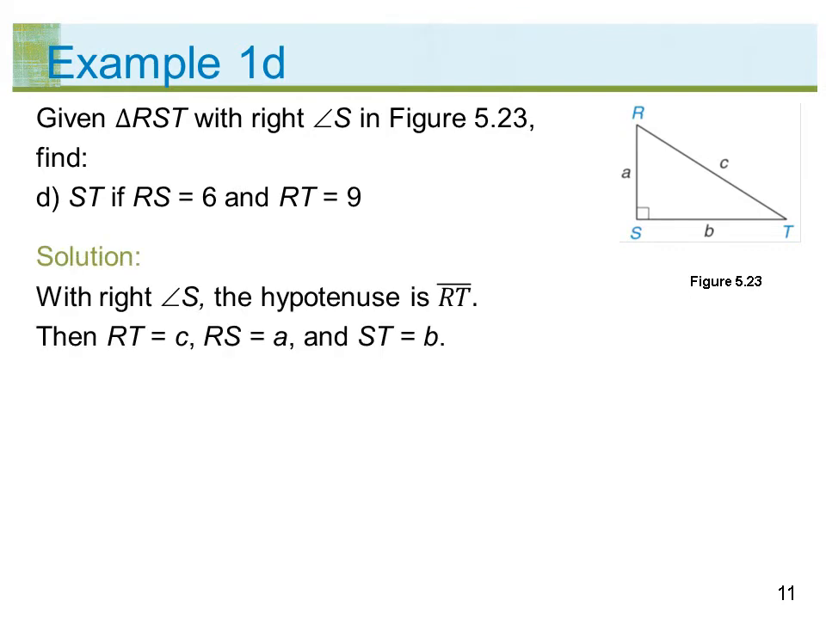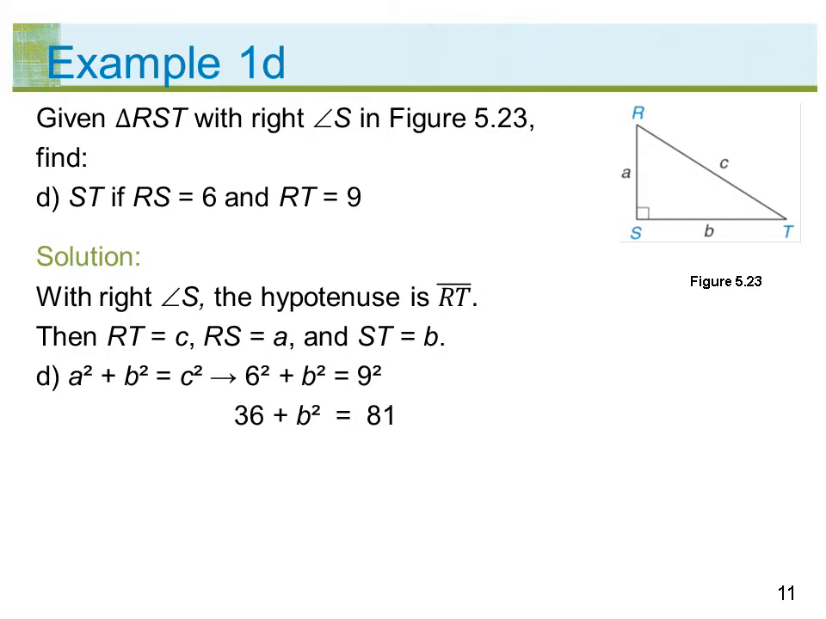Solution. With right angle S, the hypotenuse is segment RT. Then, length RT equals c, length of RS equals a, and length of ST equals b. D. a squared plus b squared equals c squared becomes 6 squared plus b squared equals 9 squared.